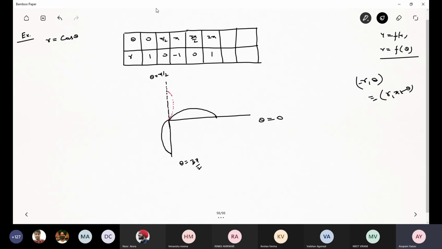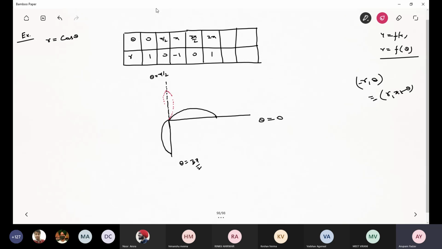When theta moved between pi by 2 to pi, the r is moving like this. And when theta moved from pi to 3 pi by 2, again what is happening? It is decreasing from -1 to 0. So again the same thing. If it would have been a positive number, it would have gone like this.